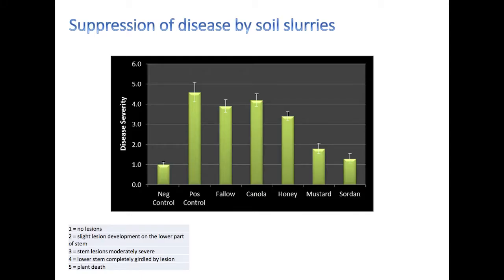This graph shows you the disease development. So a 1 is no disease. I don't know if anyone can read the legend down here, but basically there's no disease in the negative control. If we didn't inoculate, we didn't get disease. If we inoculated, we got a high level of disease. And then as we added the inoculum from the different soils, we see a decrease in disease, and our Sordan 79 had the best disease control.